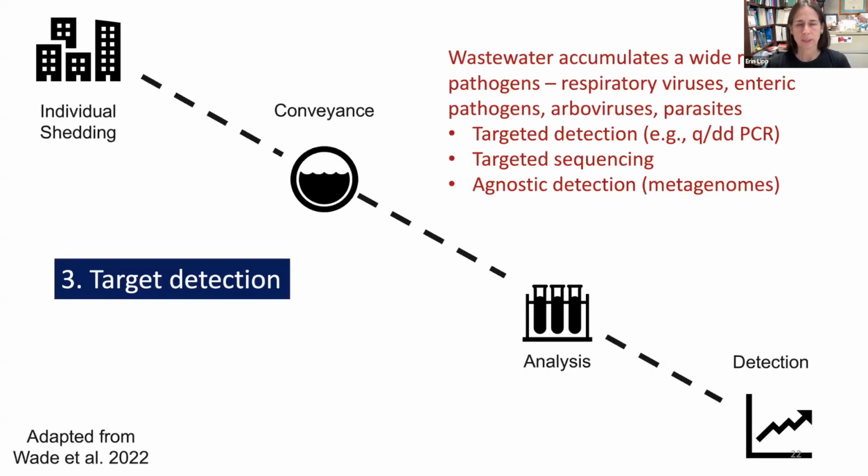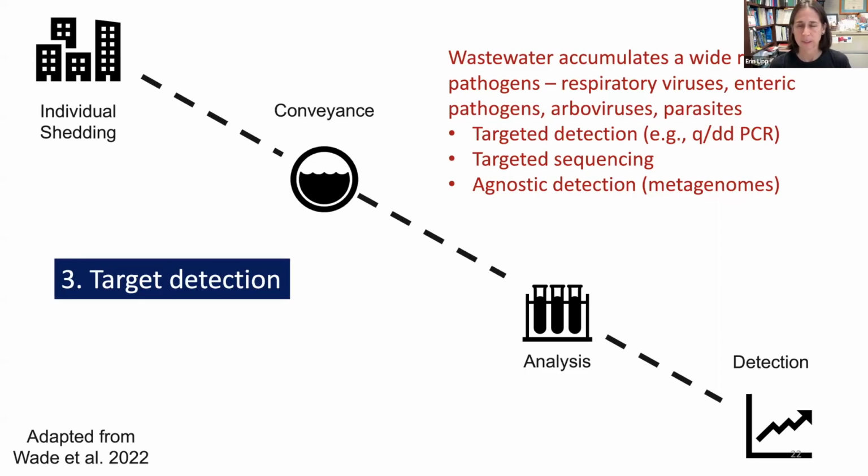The third component is target detection. We know that wastewater accumulates a wide range of pathogens. I think this is one of the surprising things about the finding of SARS-CoV-2 in wastewater. We've known for a long time that you can find enteric pathogens in wastewater readily. That's the poliovirus, salmonella, many other things. The fact that we could so easily find respiratory viruses, I think, was a surprise to a lot of people.